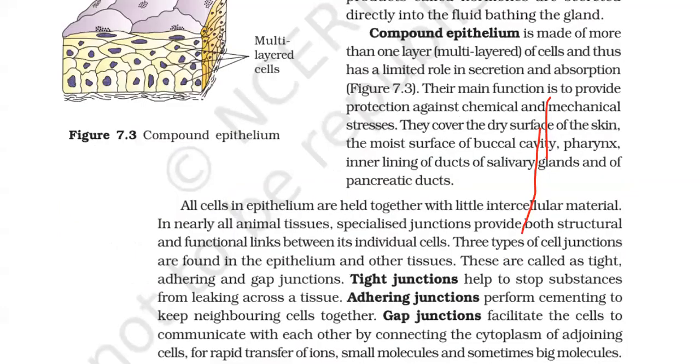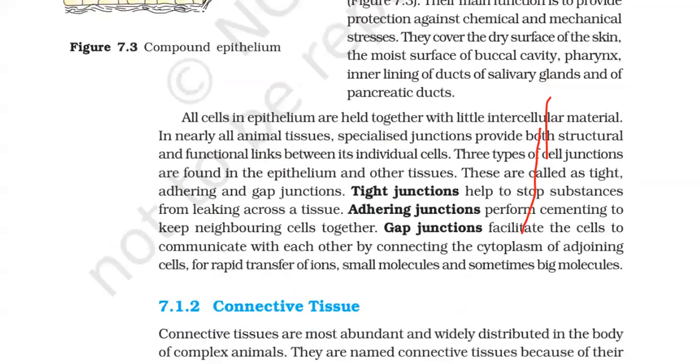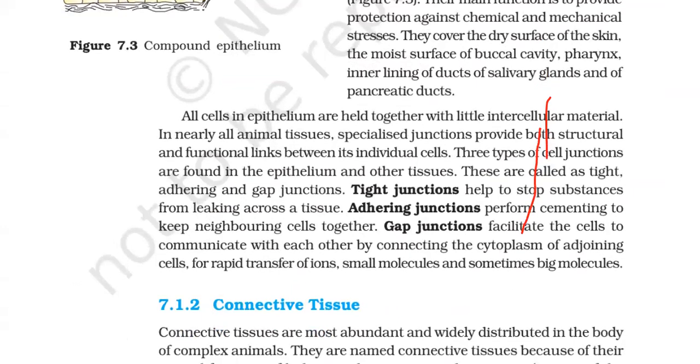Okay, so the next important topic is junctions. See, the tissue will always have a compartment, which means they have some junctions, they have some limited position. So it cannot exist beyond that. So when we look at it, these cells of epithelium are held together with a little intercellular material in nearly all animal tissue.